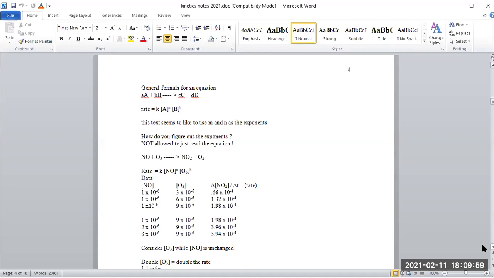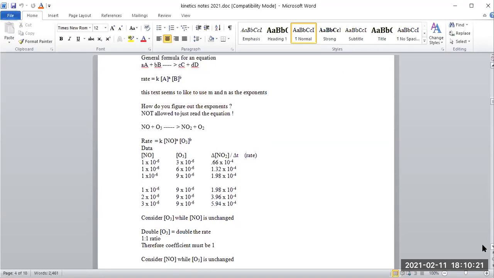So my rate law, like I said, they all kind of look the same. I've got rate equals k, NO to the something, and O3 to the something. I just don't know what those somethings are yet. Start looking at your data. So let's look at the first 3 lines there.